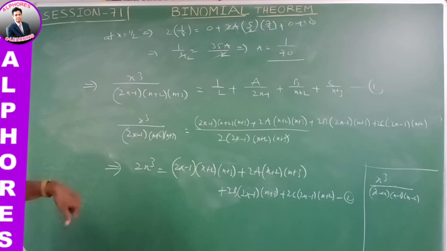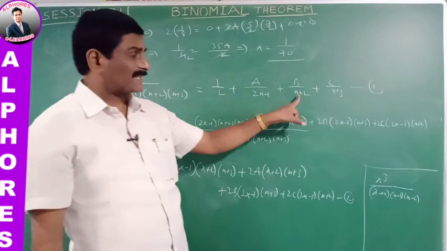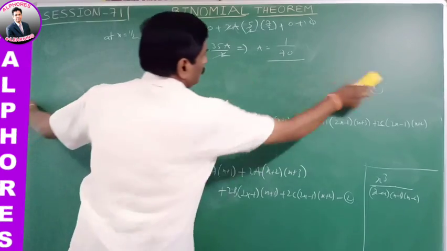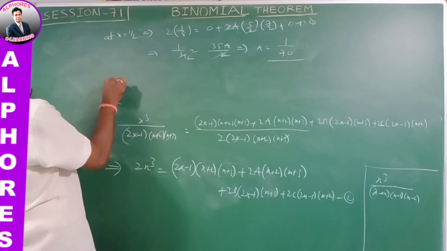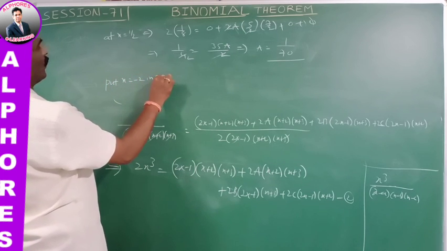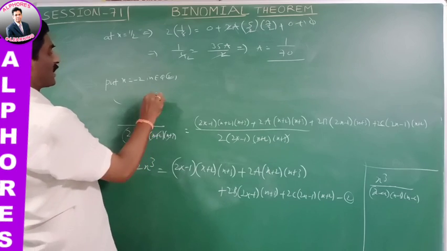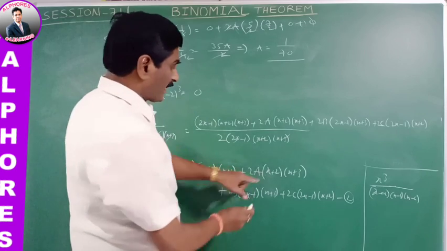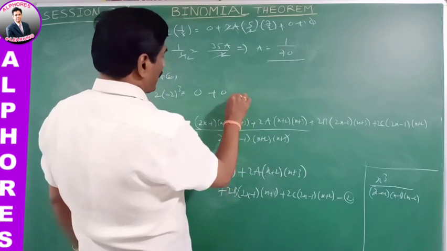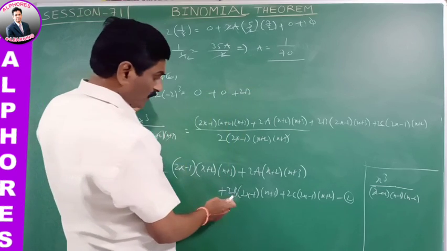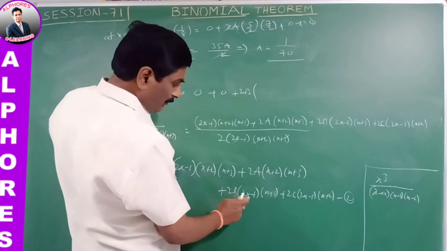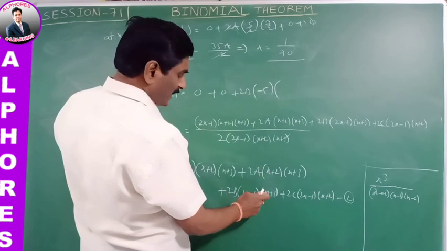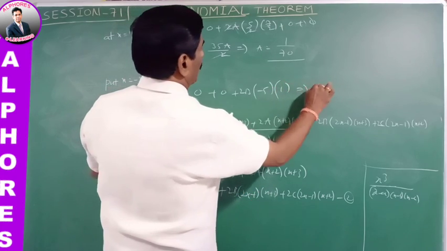Similarly, for getting B, put x equal to minus 2 in equation 2. We get 2 into minus 2 whole cube is equal to, here minus 2 plus 2 means this value is 0. Automatically minus 2 plus 2 is 0. Next, plus 2B into, here x value is minus 2, 2B into minus 4 minus 1, that means minus 5, into minus 2 plus 3, that means 1. Find the value of B.